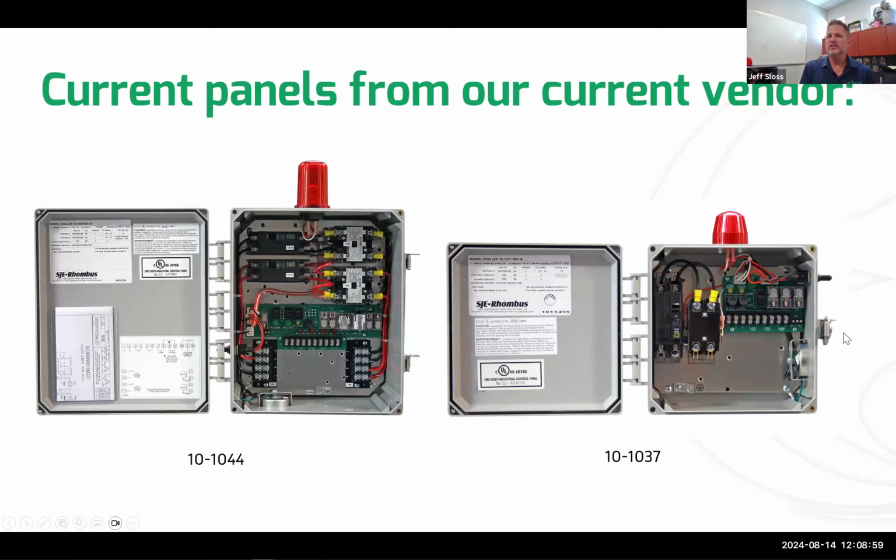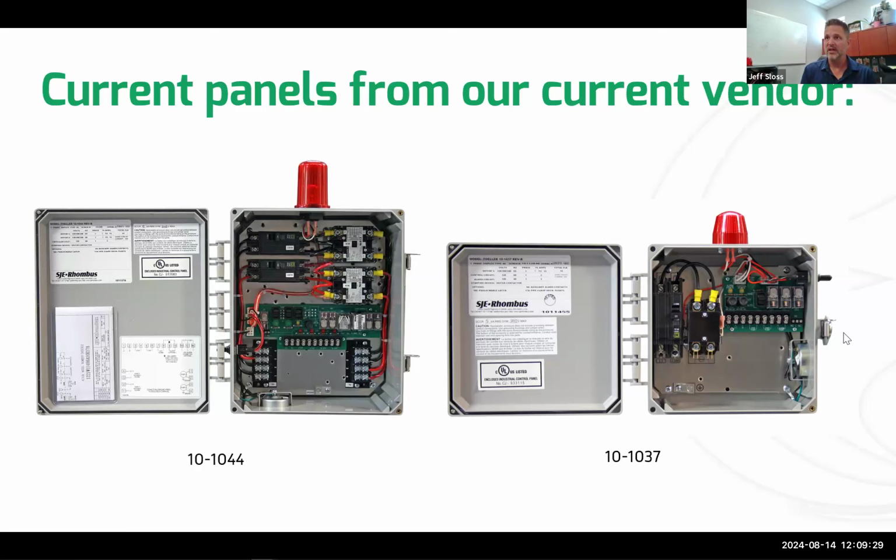This slide shows you the panels that we've sold for years and years, and that you might be used to. These are very simple panels. These were made by a company called SJE Rhombus, SJ Electro Rhombus. They were our primary panel supplier for many, many years. And I'm not picking on them here. This is just representative of a typical panel. These are both single phase panels. You see a duplex on the left and a simplex on the right.